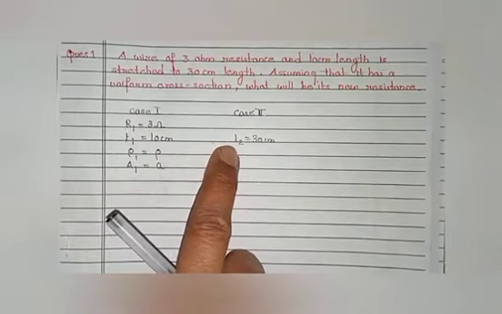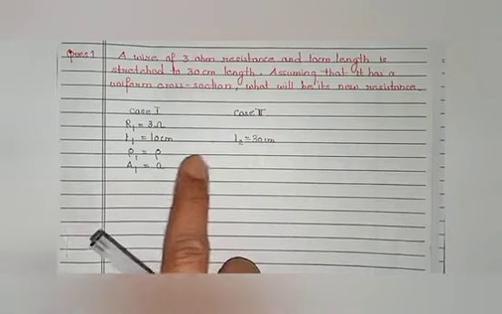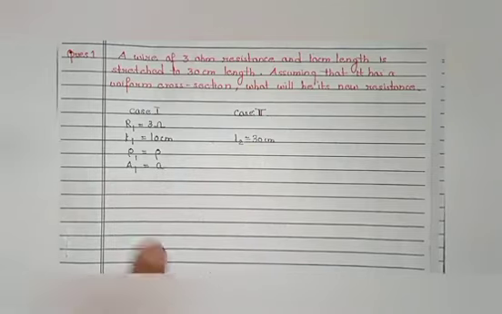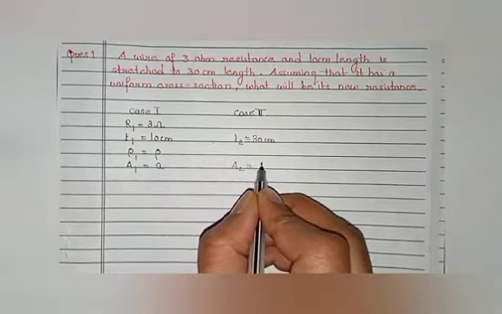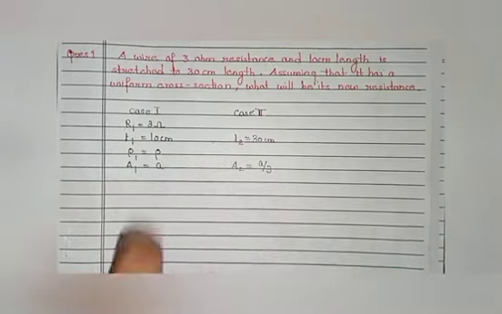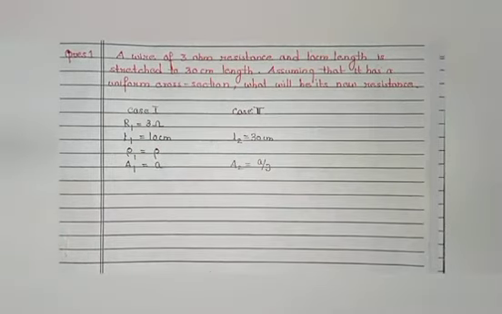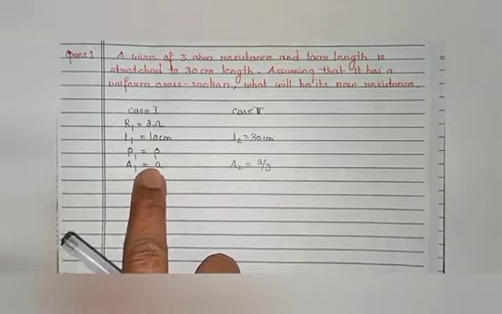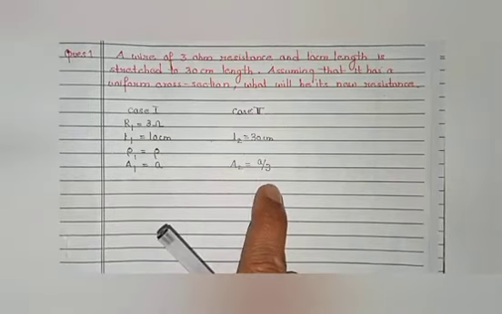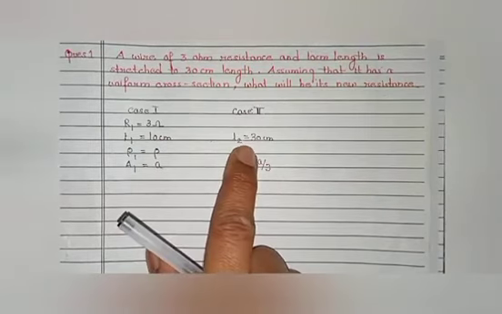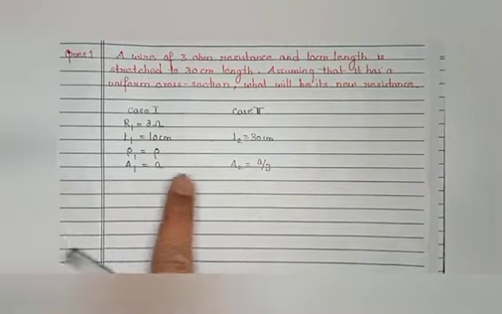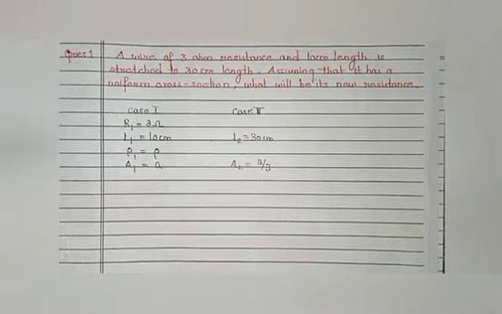So if we are stretching the wire and increasing its length to 3 times, then the wire will get thinner and its area will reduce to 1/3. See, length increases 3 times. At the same time, the wire gets thinner and its area will decrease from A to A by 3. So the length is increasing 3 times, so area is decreasing to 1/3.